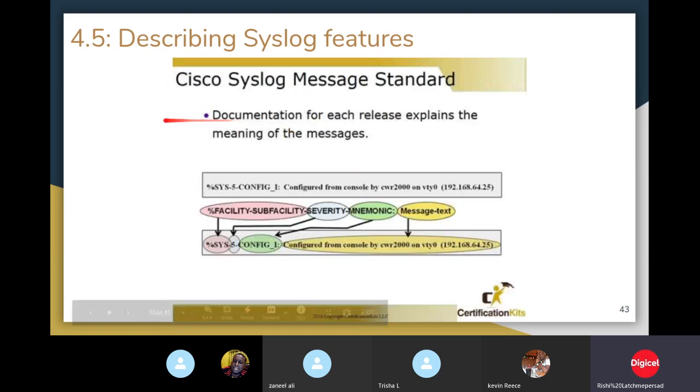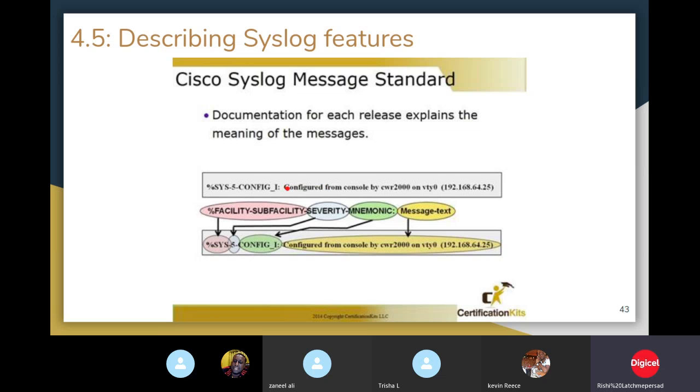Right. So the syslog message standard documentation for each release explains the meaning of the messages. This is the general format of the message: facility, subfacility, severity, mnemonic, and message text. That kind of sounds like nonsense, but if you look at the message, you'll see that it actually makes sense. So SYS is the facility there. Then 5 is the severity in terms of numbers. The mnemonic is just a shortened form. So CONFIG_I, configured from console by somebody on VTY 0, and then you have your IP address there.